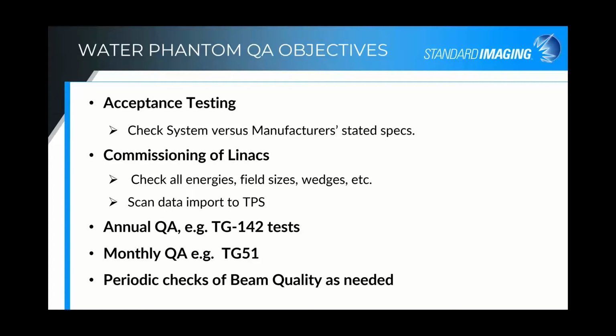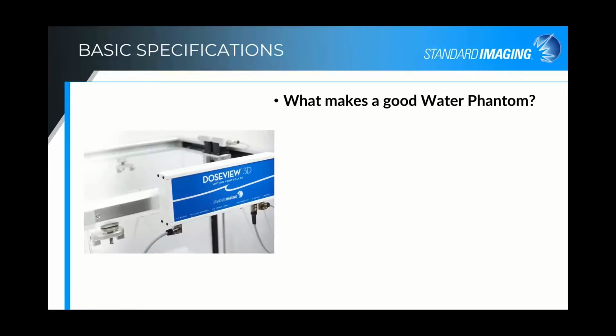Your annual QA that's recommended in those TG 142 tests, your monthly QA for the TG 51 or TRS 398, depending. And then, of course, your periodic checks of your beam quality as needed, after a PM or if there is a downtime and some linac repair, things like that. You might want to pull out the water phantom and do some checks. So that's kind of the objectives of a water phantom. Obviously, probably nothing new to you, but just kind of pointing things out.